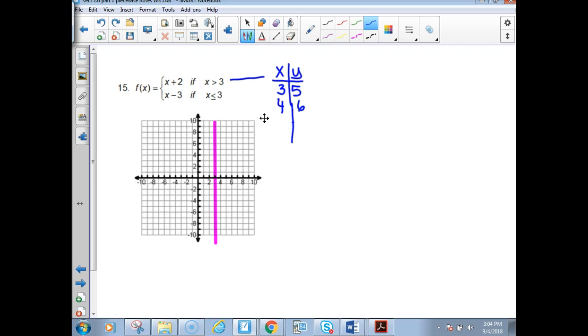I'm going to start plotting. This is where the open hole is because it says greater than only and not including. So at 3, 5, we have an open hole. At 4, 6, we have another point. That's because the slope on that thing is 1. So we can go up 1, right 1, up 1, right 1, up 1, right 1. And there's that chunk of the graph.